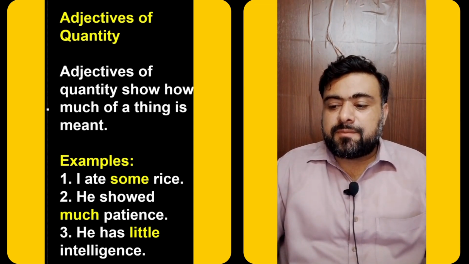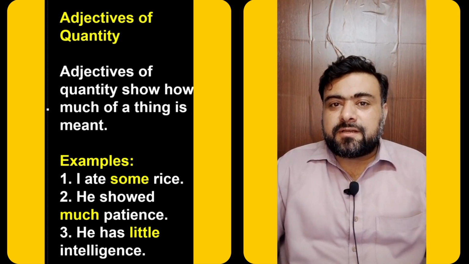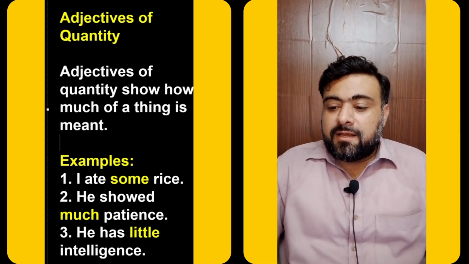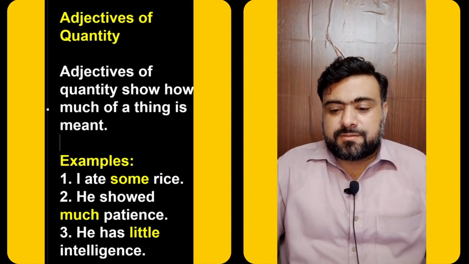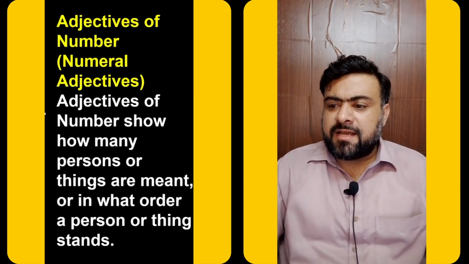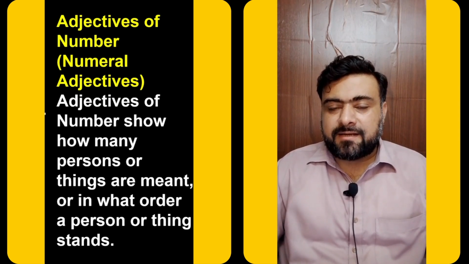He showed much patience. Similarly, the adjective much is telling us about the quantity of the noun patience. He has little intelligence. The adjective little is telling us about the quantity of the noun intelligence. Adjectives of number, numeral adjectives. Adjectives of number show how many persons or things are meant or in what order a person or thing stands.